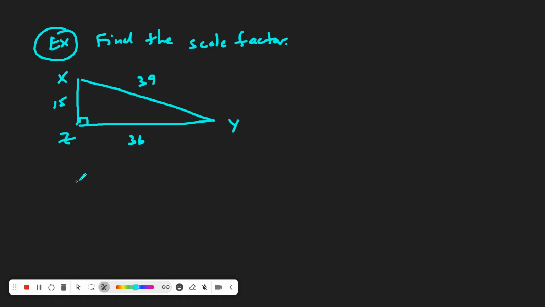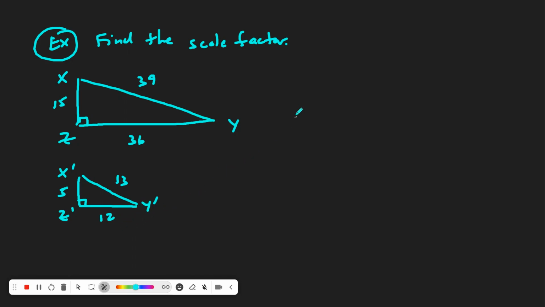And then I have a second triangle down here. Just a sec, make it a little smaller, just for somewhat of scale. Okay. Another right triangle, let's call this X prime, Y prime, Z prime. And we have 5, 12, and 13. Right? And I would like to find the scale factor between these two triangles.